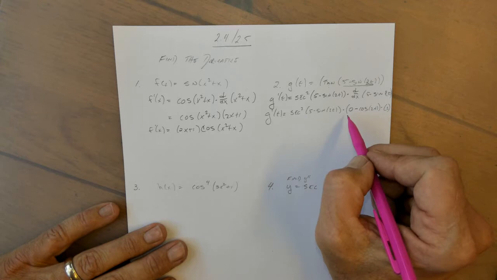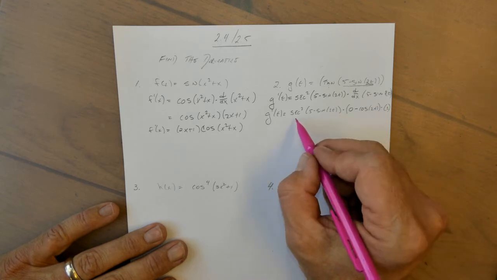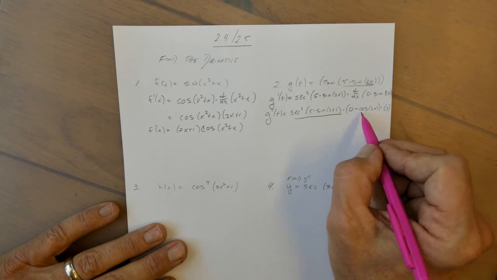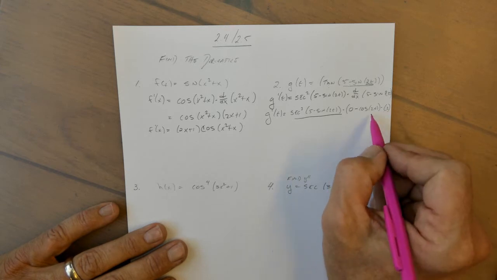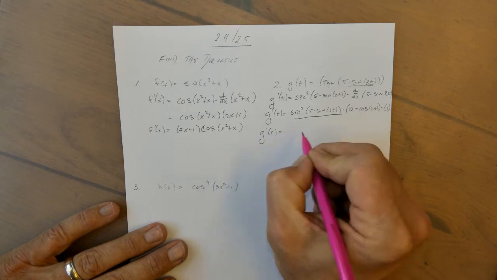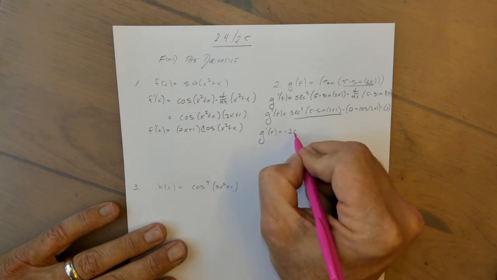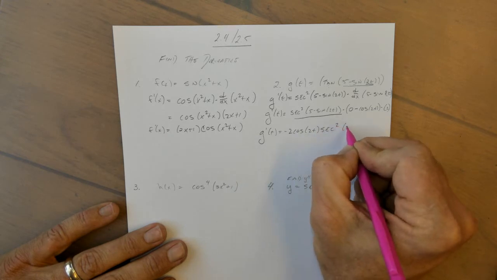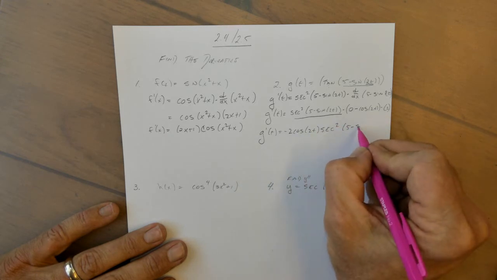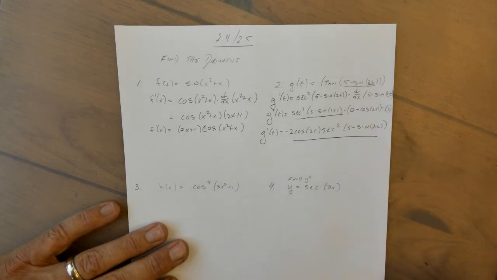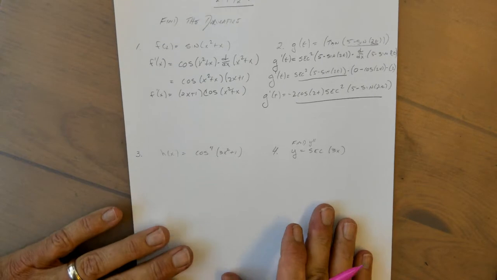All right, so let's see, we have this expression times this, so this is negative 2 cosine of 2t. So for my purposes, I'm going to write this as negative 2 cosine 2t times the secant squared of 5 minus the sine of 2t. I think that cleans things up a little better. Okay, moving on down here.